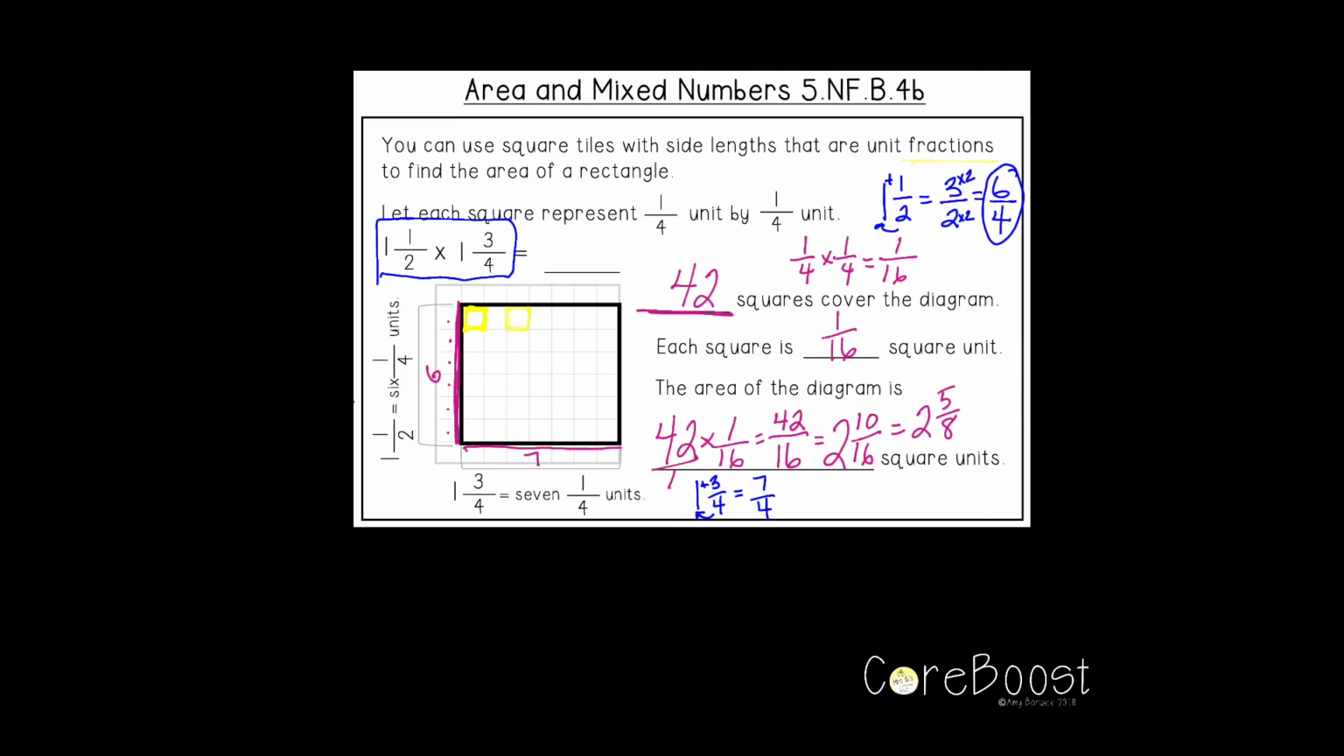So this is a pretty different way to look at this, to correlate the area to the mixed number.